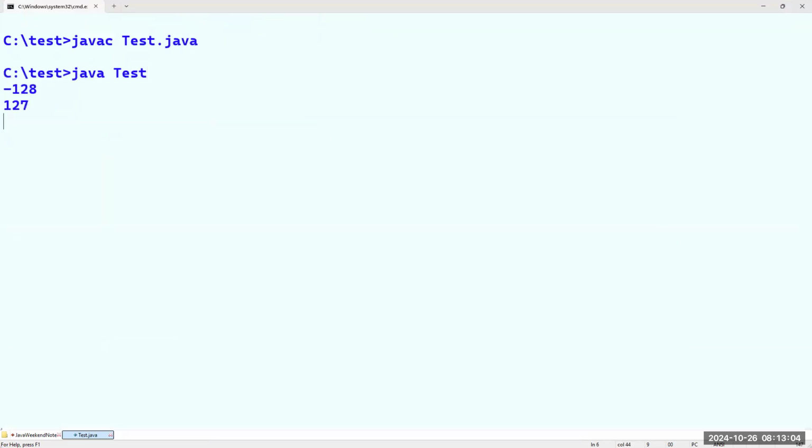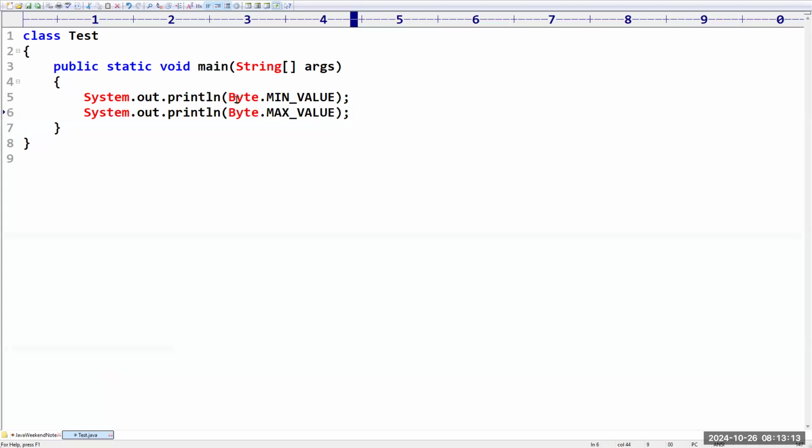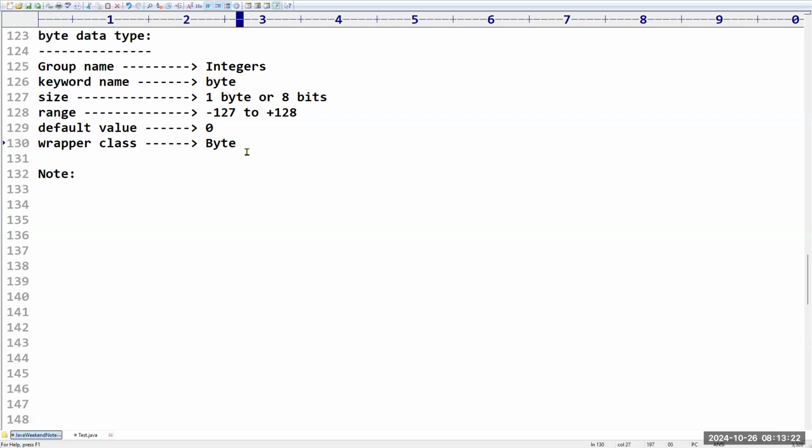Don't worry. What is the minimum value that we got? Minus 128. What is the maximum value that we got? Plus 127. Have you observed for which data type we are calculating? Byte. Like that, what is the wrapper class name that we have? Byte. For every data type, we have a wrapper class. In that, they defined two special constants. Wrapper class name dot MIN_VALUE you can use to get the minimum value, and wrapper class name dot MAX_VALUE to get the maximum value. For every data type, you can do this.